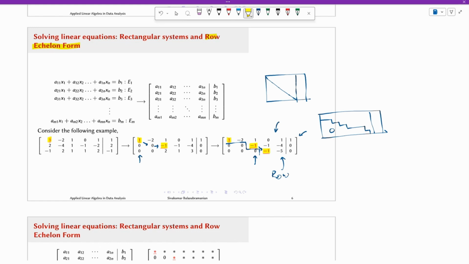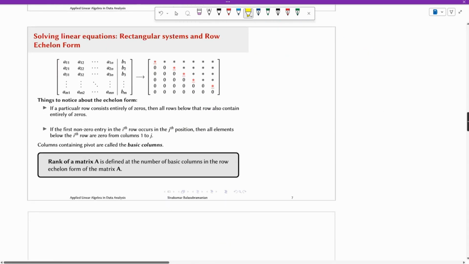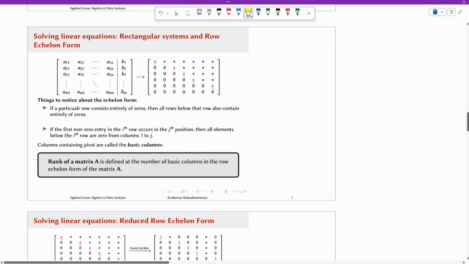Okay? In fact, in Python or MATLAB, you can give a matrix and ask MATLAB to return the row echelon form, and it'll essentially give you this after doing Gaussian elimination. Okay? And the row echelon form has a specific pattern, right? So if you have this matrix, then you get something like this. Row echelon form, right?